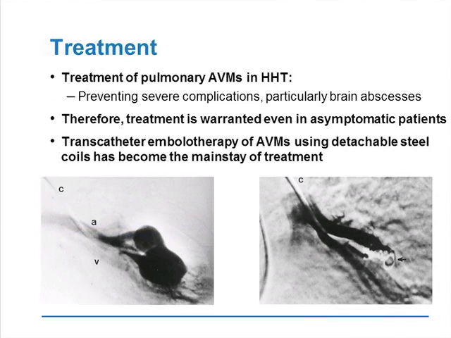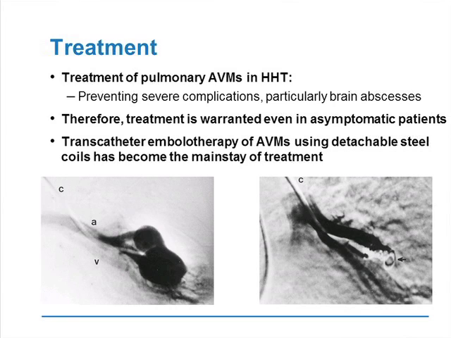So the treatment of pulmonary AVMs in HHT is primarily to prevent these severe complications, particularly brain abscesses, brain infarction, and hence treatment is warranted even in asymptomatic patients. Granted, in our case, our patient was symptomatic and warranted treatment, but if you found an asymptomatic AVM, it does warrant treatment in those patients as well to prevent subsequent consequences.